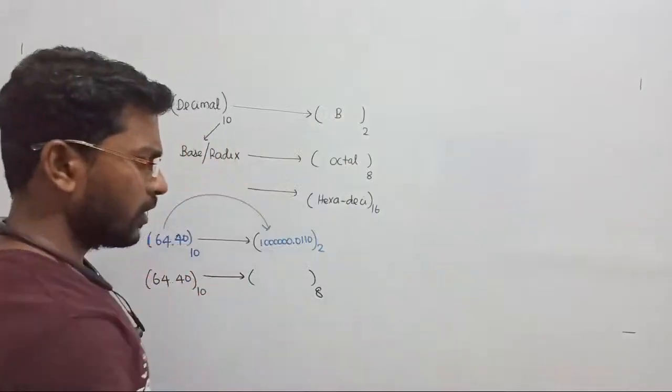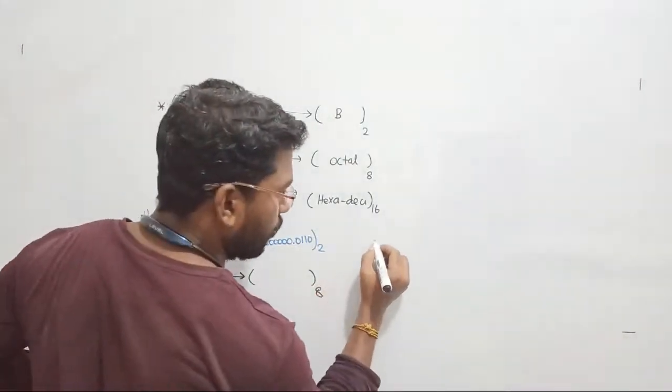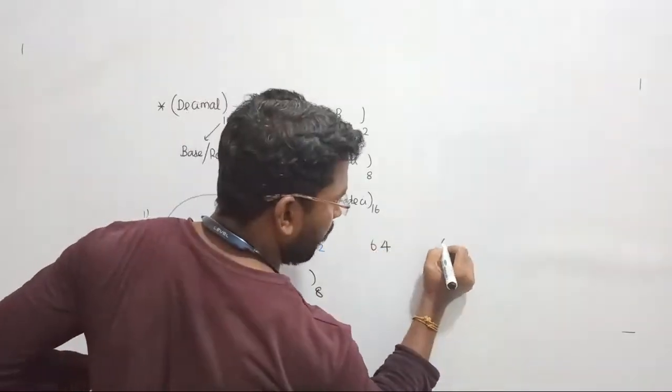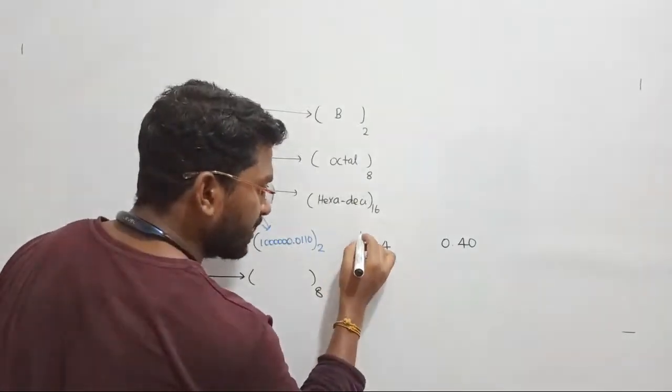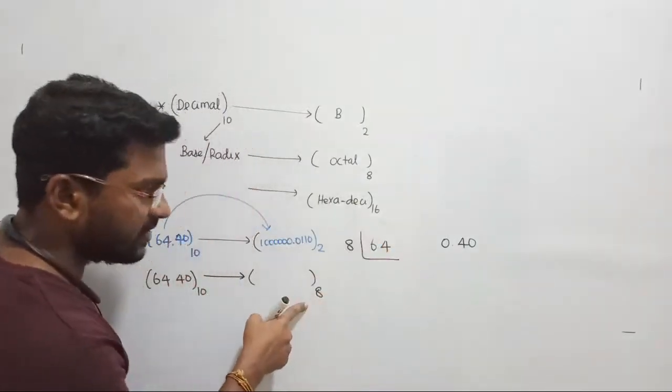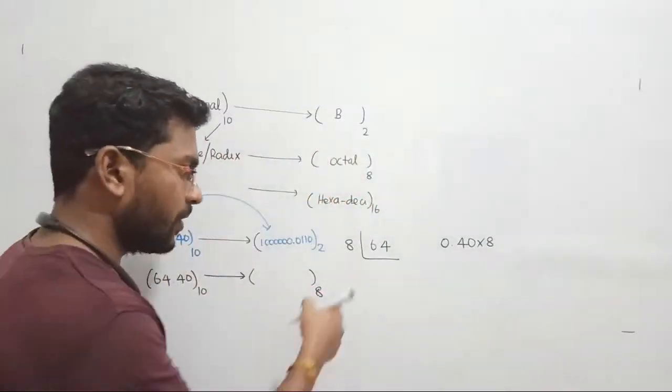Next, what am I going to consider? The equivalent octal value. Again take the same value and properly break it into integer and fractional parts. 0.40 is the fractional part. What is the procedure? Divide the integer value by 8, because the base is 8, whereas the fractional value is multiplied by 8. First step.